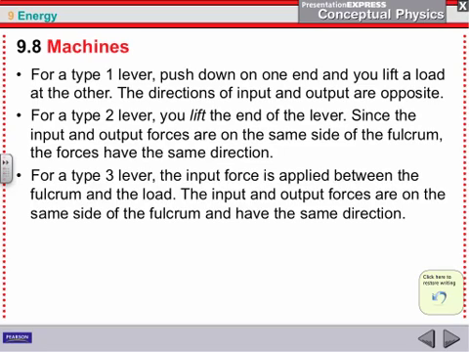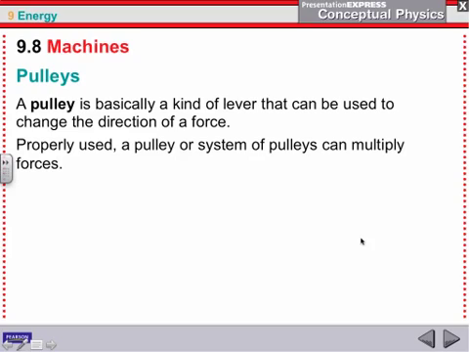And we talked about directions. First class, they're going opposite. In the second and third class, they're going in the same direction. Those are important things for you to keep in mind.